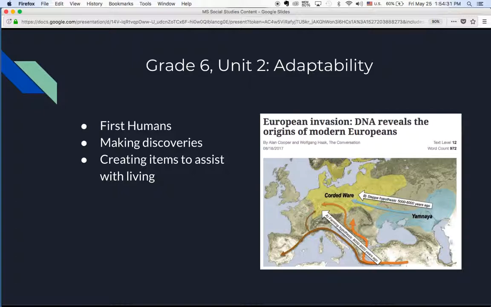In Unit 2, we call it adaptability, and this unit focuses on the first humans. And so we start with the origins of man, where man was discovered, some of the different adaptations that they went through in the revolution, discoveries that they made, creations they had to help with surviving and thriving, migration patterns, and things associated with that.